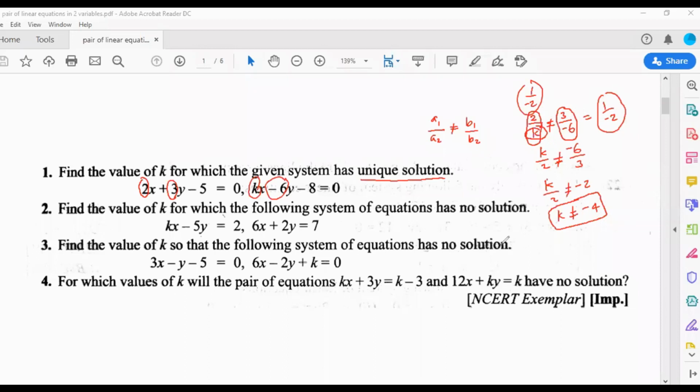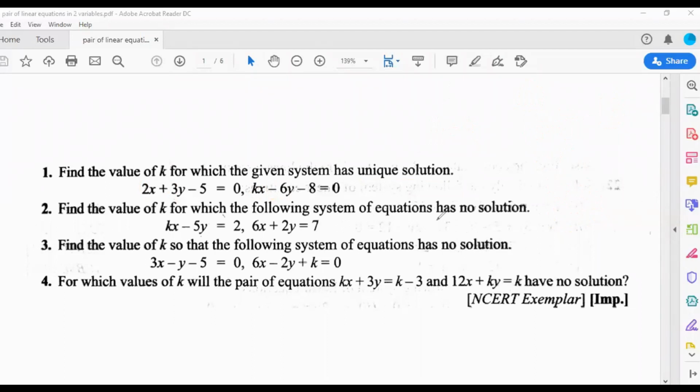Okay, then the second question you try. What's the value of k? For no solution, what's the relation of the ratios of coefficients? A1 by A2 is equal to B1 by B2, and is not equal to C1 by C2. So you find out the value of k.